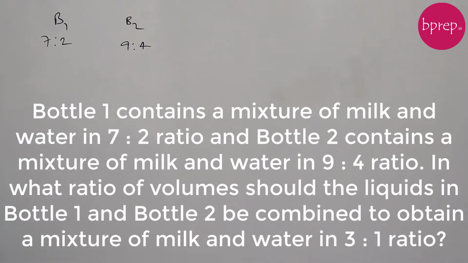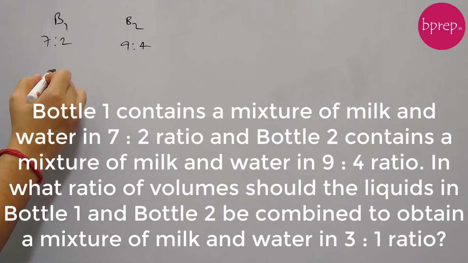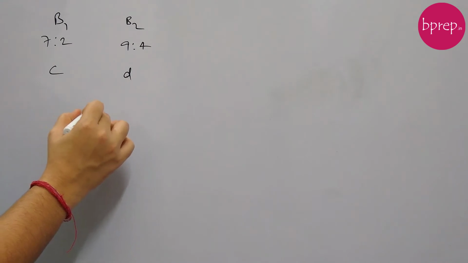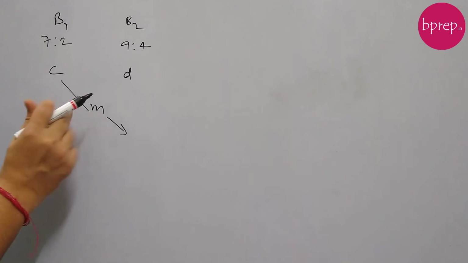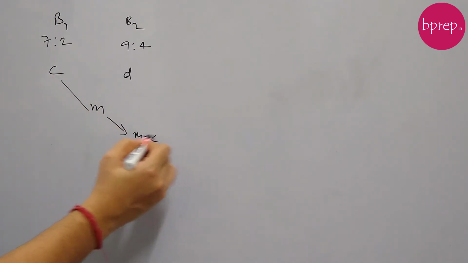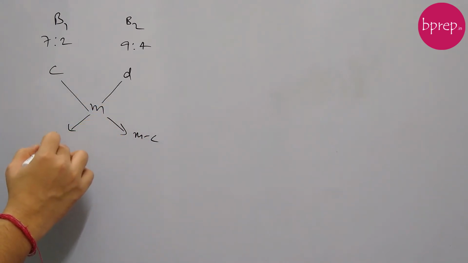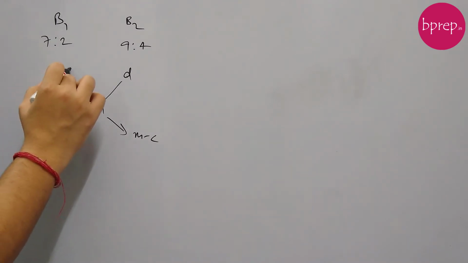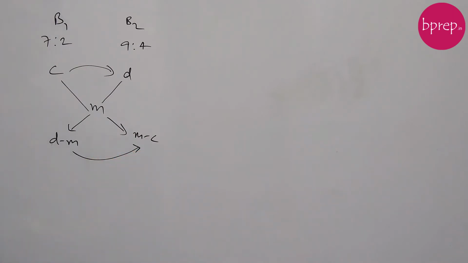So we know, as per the rule of alligation, if we have two materials, let's say cheaper material and dearer material, and their mean is m, then because this is cheaper and the mean will be more than cheaper, here we'll write m minus c, and for dearer material it's d minus m. So according to this rule, c is to d equals d minus m by m minus c.